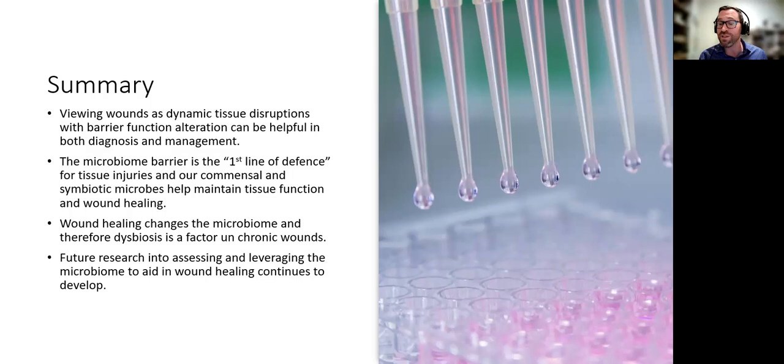The microbiome is that first layer of defense for tissue injuries, and our commensal and symbiotic microbes help maintain tissue function and wound healing. So try your best wherever possible to restore that barrier and to get that first line of defense in place. And we can talk more about targeted therapies and management a little bit later on. Wound healing itself changes the microbiome. So have a think about and have a look into the research into it. It's fascinating. I'll put a few links in the final slide. And therefore, dysbiosis is a factor in chronic wounds, not in unchronic wounds. So have a look into that research and the science behind it.